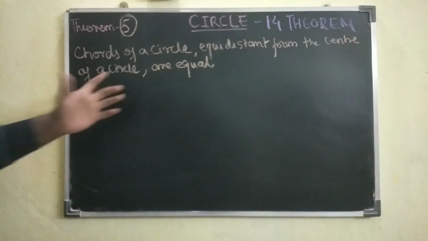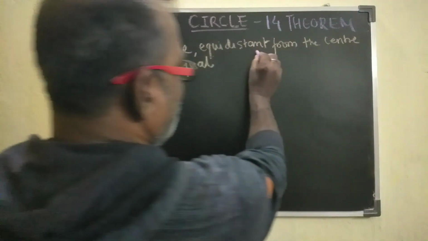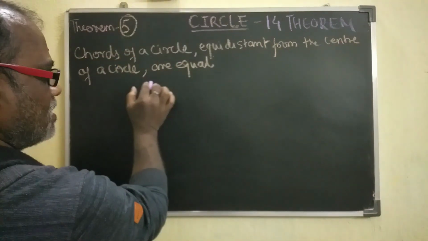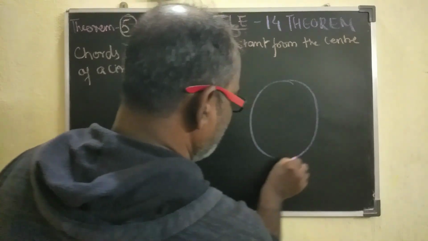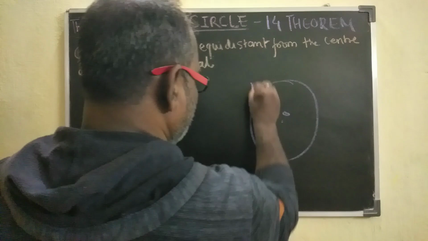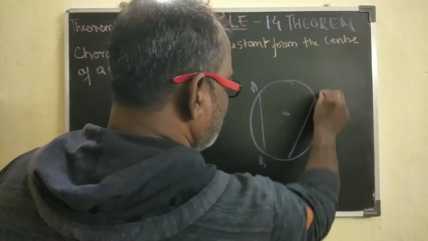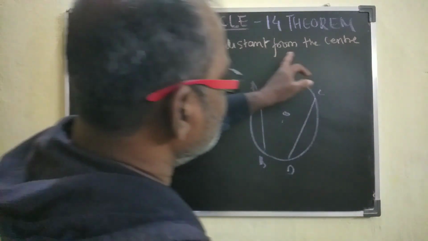The theorem says that chords of a circle equidistant from the center of the circle are equal. That means, let us draw a circle like this. This is the center O. Let the chords be AB and this is CD. Now they have said the chords of a circle are equidistant from the center.